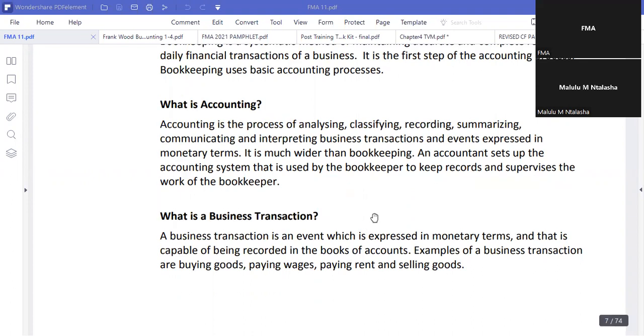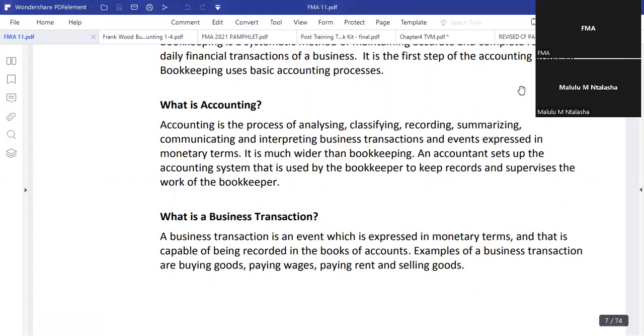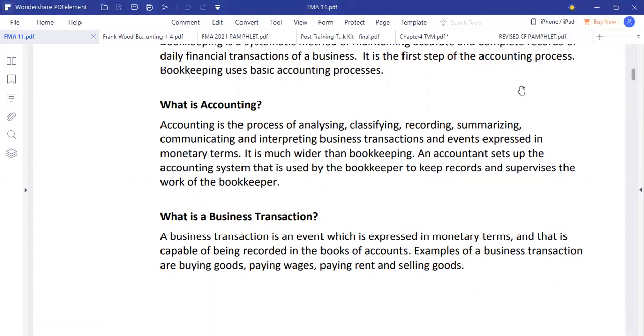I'm going to start with basic terms that you need to understand. To start with, what is a business transaction? When you're dealing with a business transaction in accounting, we're actually dealing with an event which is expressed in monetary terms. And this is a transaction that is capable of being recorded in the books of accounts. Examples of transactions that we're going to look at are buying goods, which are called purchases, selling goods, which are called sales, paying wages, or expenses in general.